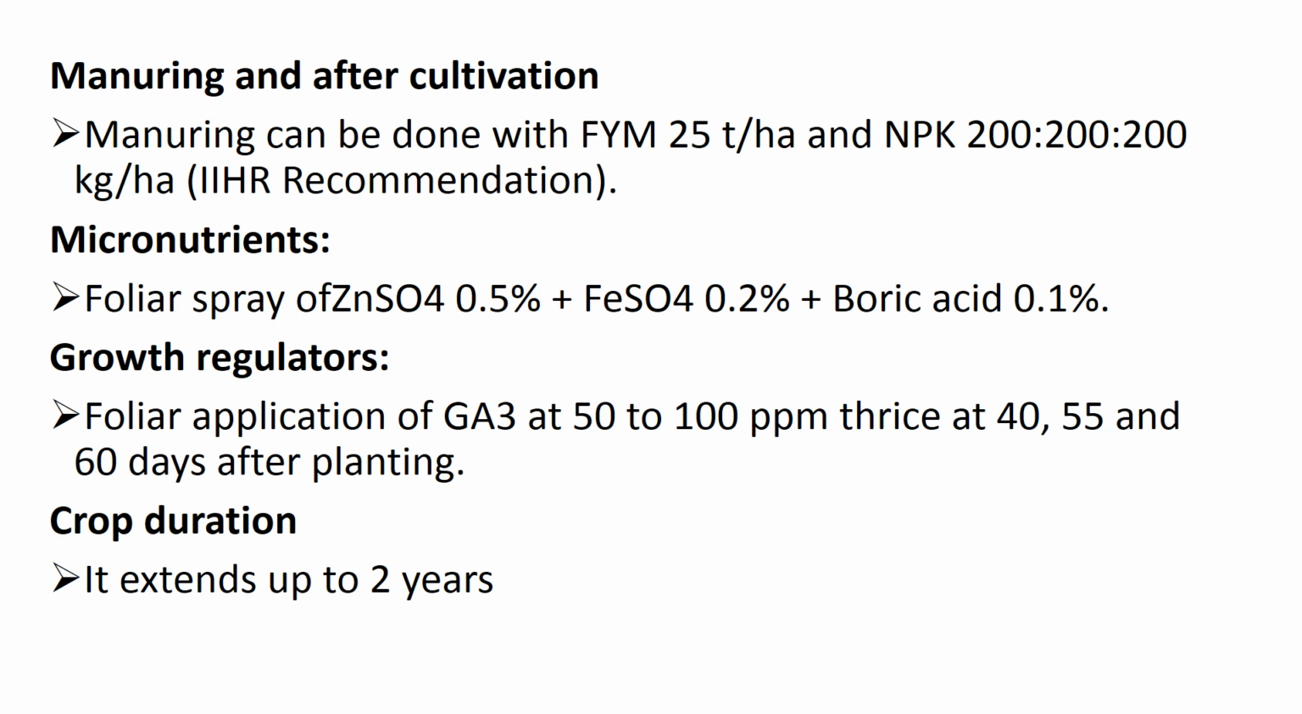Then comes micronutrients. It is also the same as in chrysanthemum and anthurium: zinc sulfate, iron sulfate, boric acid. Then growth regulator. As we all know, gibberellic acid is a growth regulator, and the crop duration will extend up to 2 years. You should remember.